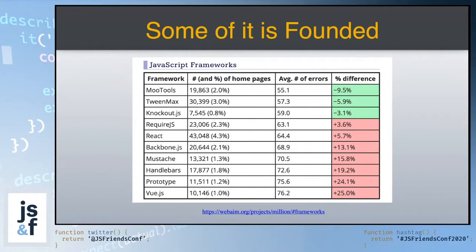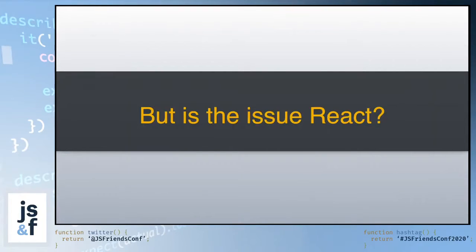When WebAIM took a look at 1 million of the most popular websites on the internet and broke it down by JavaScript frameworks, it found that the websites that used React, on average, did have higher rates of accessibility errors. But the real question, is this an issue with React?